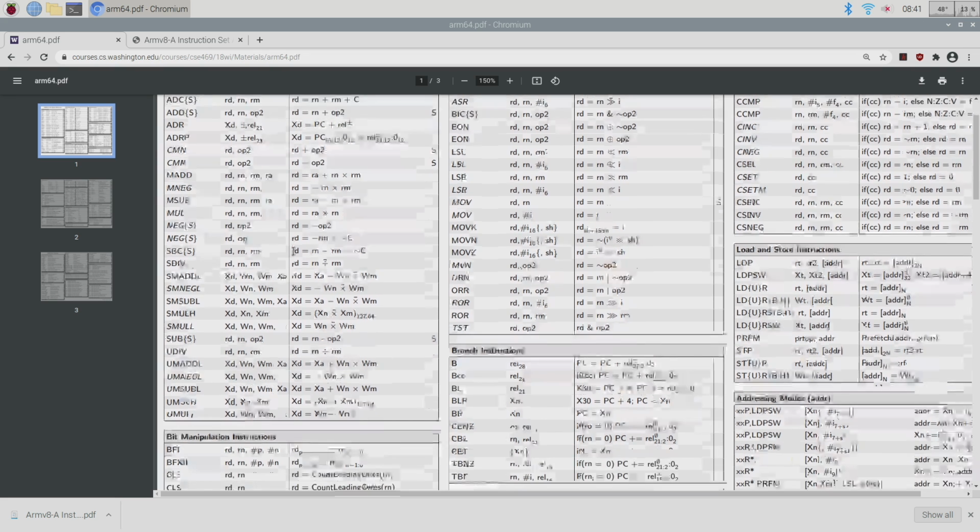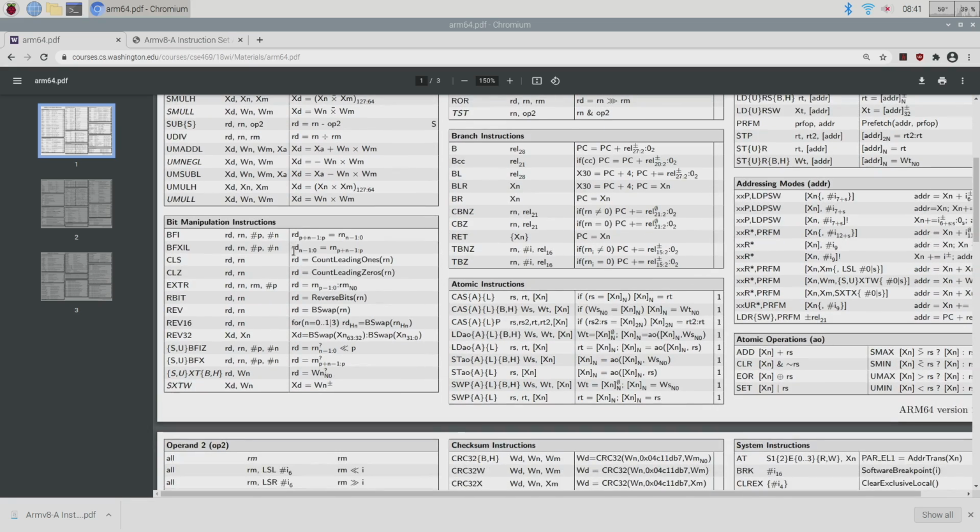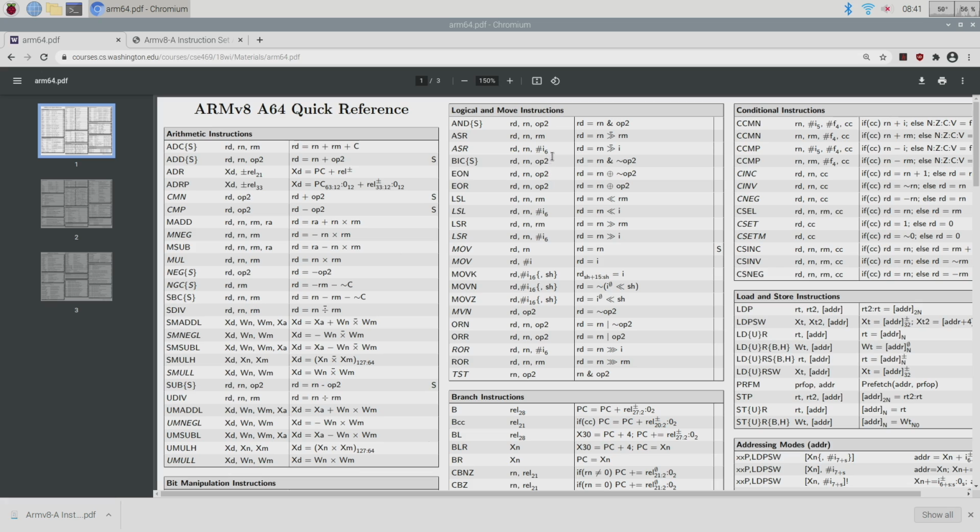All right, so fine. But we've also got here logical and move instructions. So some of these we've already talked about, right? Move, move K, move in, move Z, and so on. But the logical instructions that we've got are, well, AND, and we also have, which one is this? Okay, EOR. Yes.